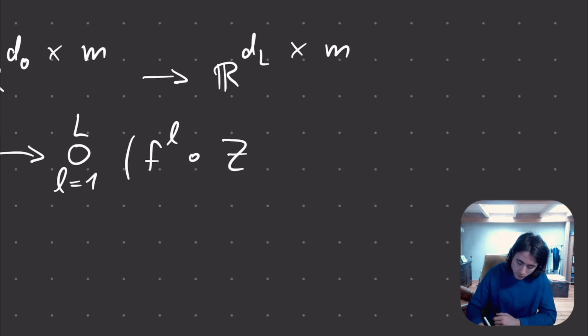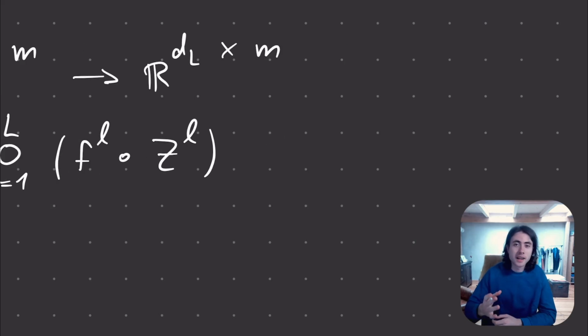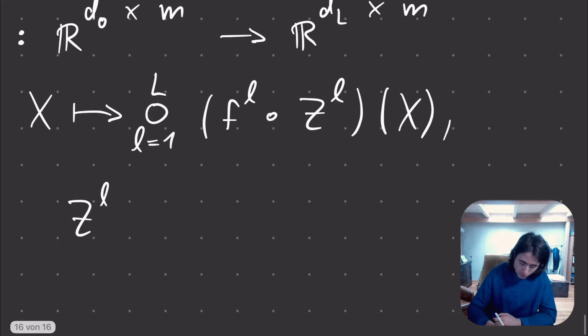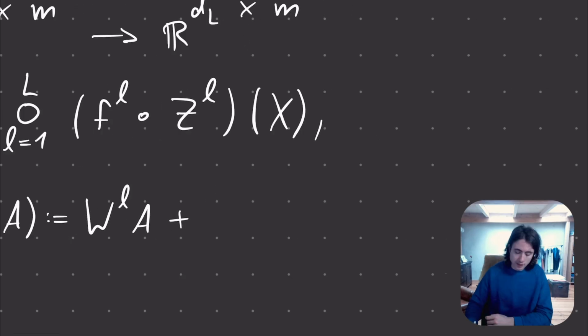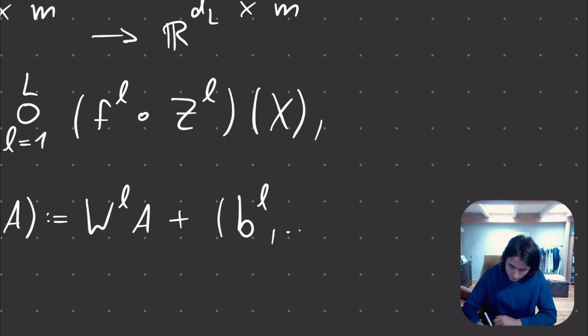And now z has become a capital letter Z in order to remind us that we are now working with matrices instead of vectors. And now Z of A, of the matrix A, is defined as the matrix multiplication with A. And now we want to add the bias to every sample, which means that we will construct a matrix which contains the bias in every column and then add it to the result of this matrix multiplication.